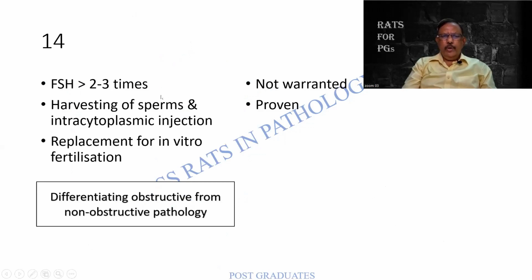What will be important is an FSH of greater than 2 to 3 times normal, in which case you find that it is not warranted. This has to be corrected. Harvesting of the sperms and intracytoplasmic injection is a step that has been proven recently. Then replacement for in vitro fertilization.